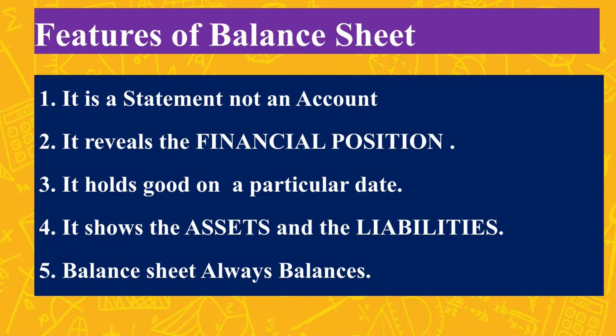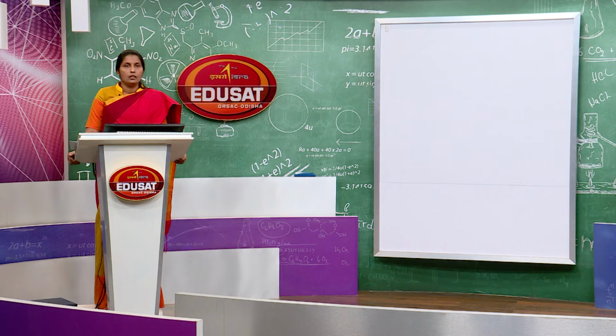And the fifth one is balance sheet always balances. That means the asset side must always be equal to the liability side. So that is why it is said that the balance sheet always balances. Let's have a look at this.